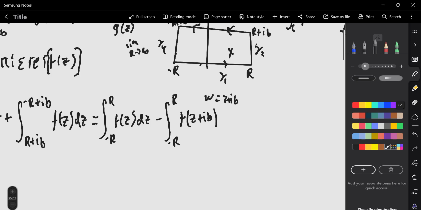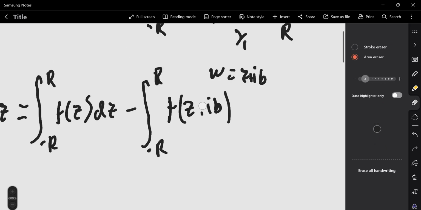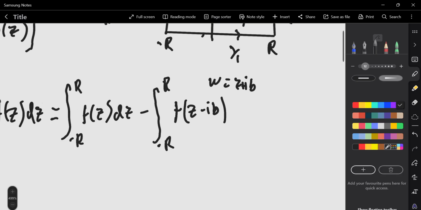Is it a plus or is it a minus is the real question. Minus. It's not like the last example I did where there were four minuses. Okay.